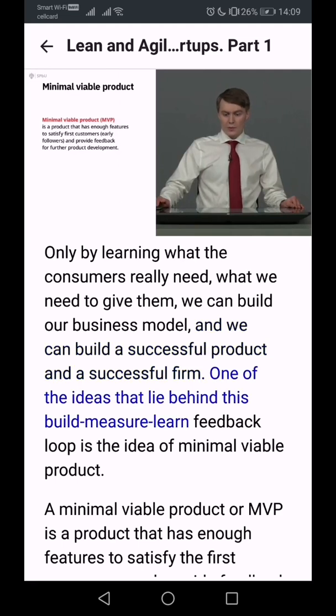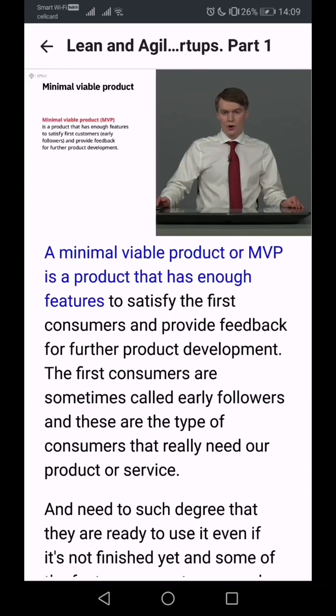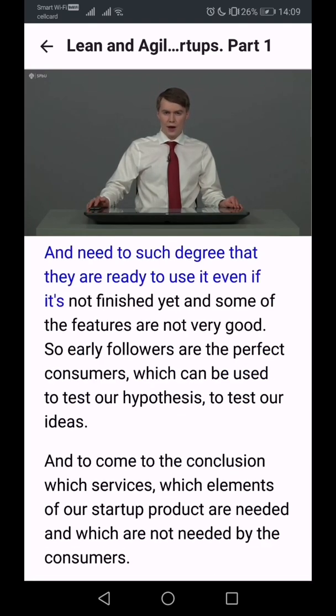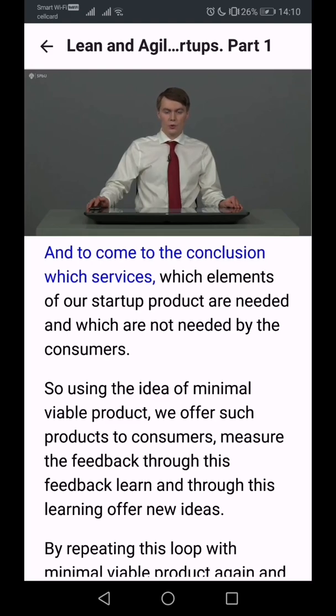One of the ideas that lie behind this build, measure, learn feedback loop is the idea of the minimal viable product. A minimal viable product, or MVP, is a product that has enough features to satisfy the first consumers and provide feedback for further product development. The first consumers are sometimes called early followers, and these are the type of consumers that really need our product or service, need it to such a degree that they are ready to use it even if it's not finished yet and some of the features don't work very well. So early followers are the perfect consumers to test our hypotheses and our ideas, and to come to the conclusion which elements of our startup product are needed and which are not needed by the consumers.